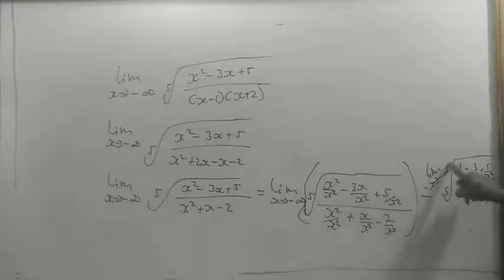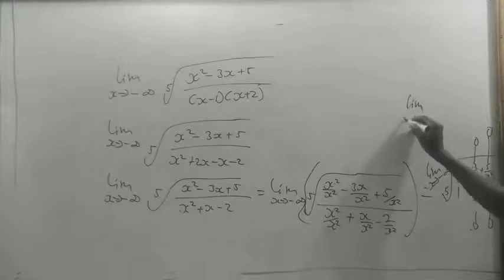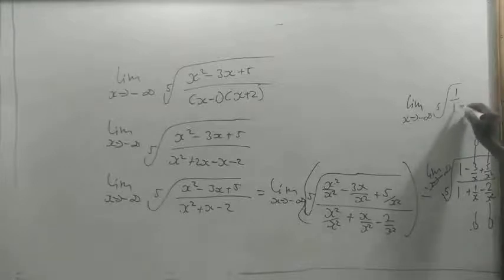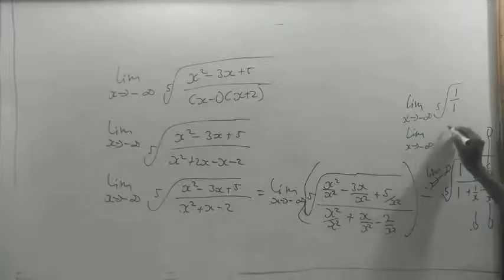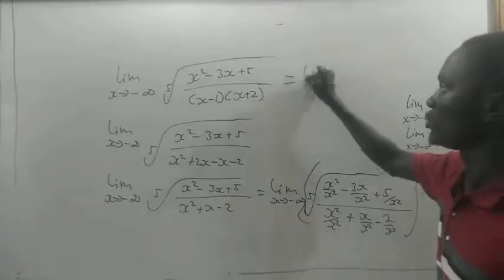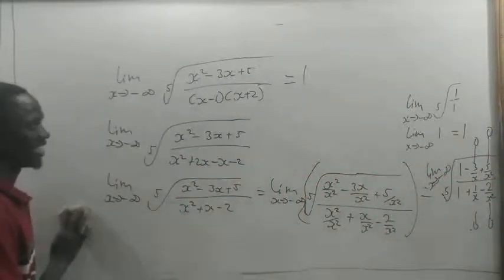Now as x approaches negative infinity, 3 divided by a very large negative number will be 0. So this will be 0, this will be 0, this will be 0. So we are going to have the limit as x approaches negative infinity, the fifth root of 1 divided by 1, and that will be the limit as x approaches negative infinity, fifth root of 1, and the fifth root of 1 is 1. So you write 1. The limit of a constant is a constant. So this limit will be 1. Let's go on.